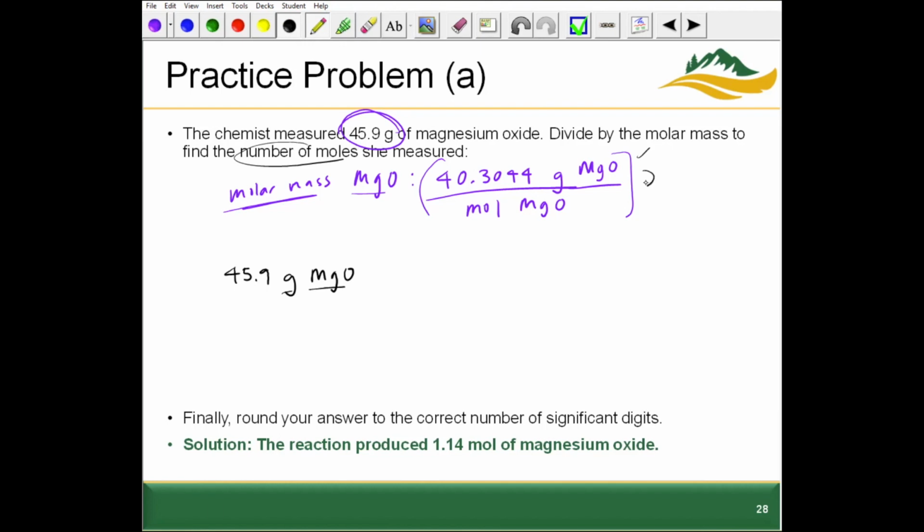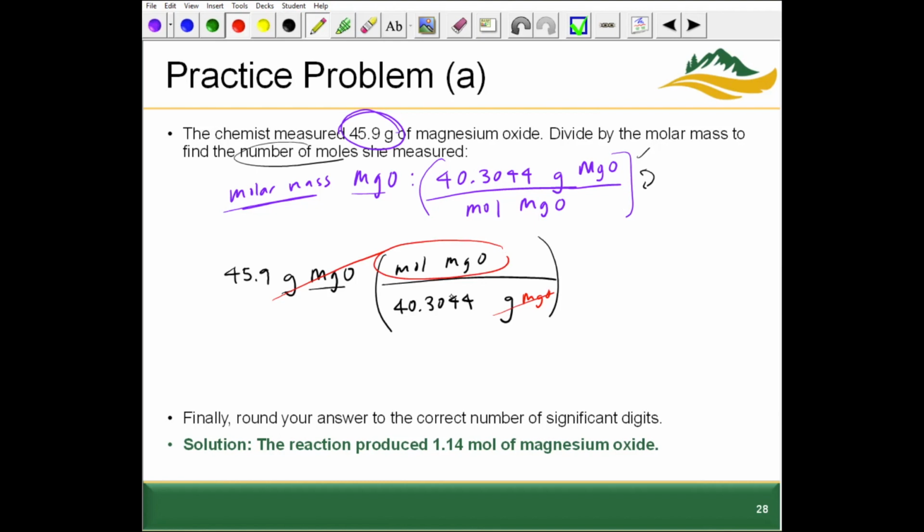That means we need to switch this conversion factor and flip it so we have grams in the denominator and moles up top to be able to cancel out grams. So we say mole of MgO per 40.3044 grams. When we orient it like this, grams of MgO, again, I like to specify here, so those would cancel out, leaving just moles of MgO.